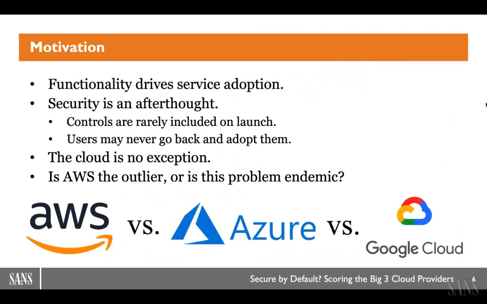Even those who look out for security settings will oftentimes find that they are completely missing when the service is first introduced. When they get introduced a few months later, the users might never go back to adopt them. This is the best case scenario. Even some of the core cloud services are hard to lock down.